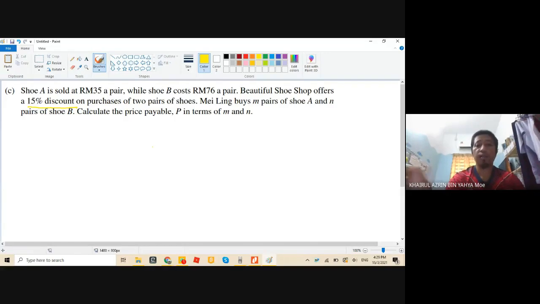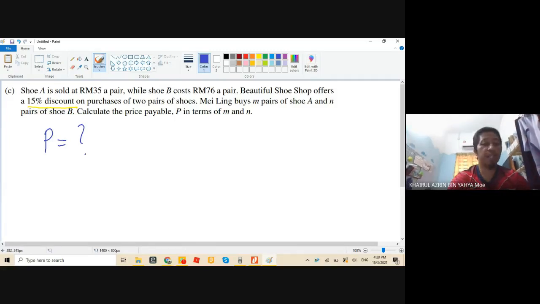So meaning like this. The question asks P equal to something. That is the question. P equal to something. Okay, we have a 15% discount. Meaning we need to pay how much? We need to pay actually 100% minus the discount, 15%.